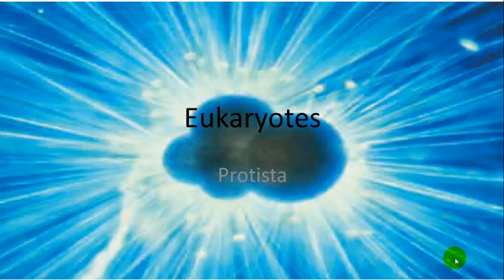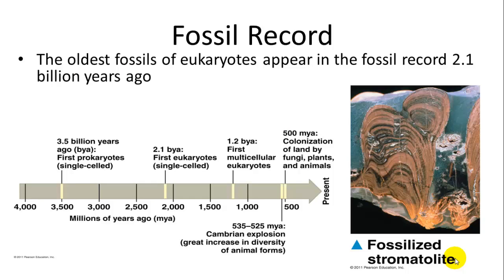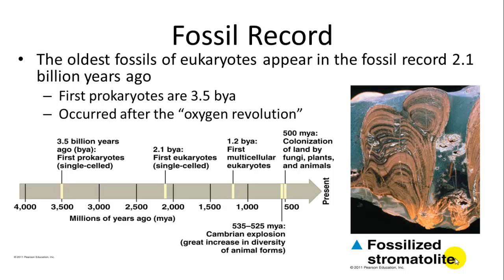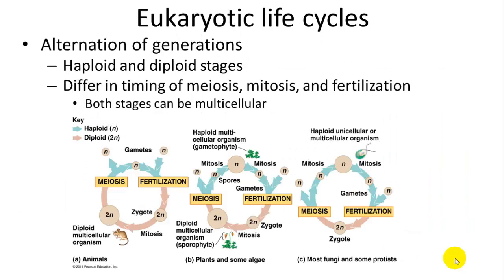Through bacteria, we're going to move on into eukaryotes. And we're going to start by talking about the life cycles. So just in review, if you remember, the oldest fossils of eukaryotes appeared about 2 billion years ago, which is almost 2 billion years after the prokaryotes appeared in the fossil record. And this occurred after the oxygen revolution, where the production of oxygen through photosynthesis led to an increase in oxygen in the atmosphere. Alright, so eukaryotic life cycles involve an alternation of generations.